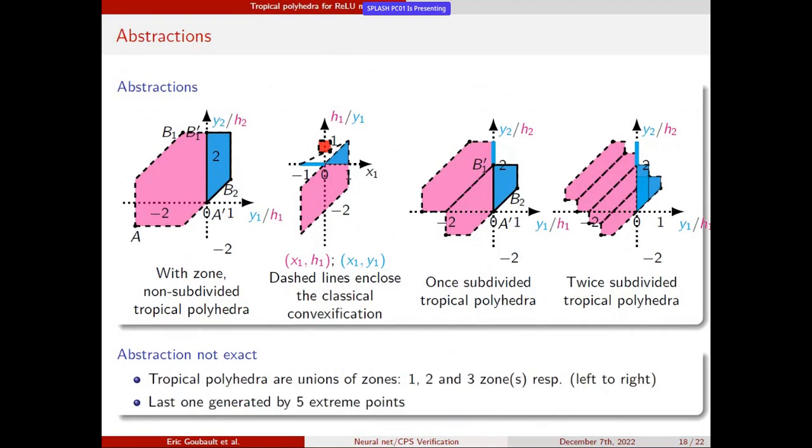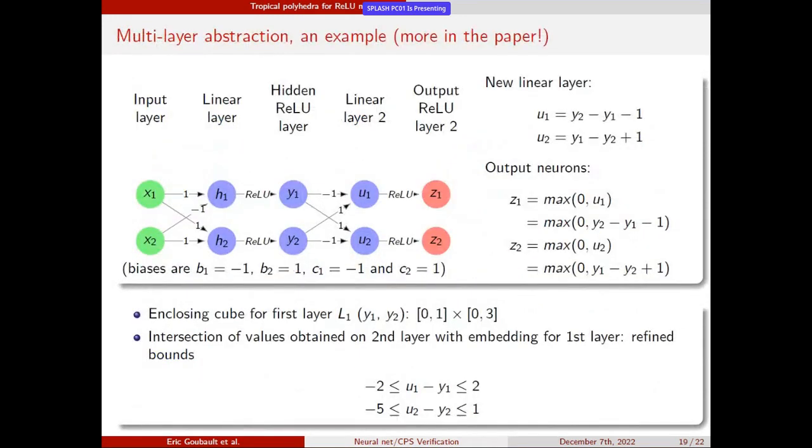And here you see again this idea of polyhedra as unions of zones. We also have a little bit more in the paper about what we do for multi-layer neural networks. And again, this is quite introductory.